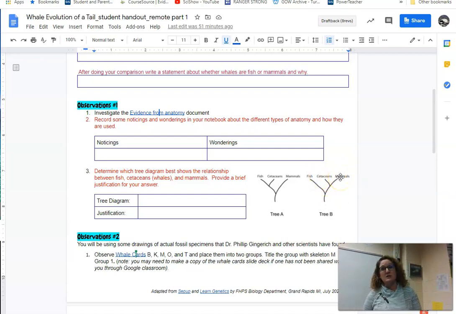So thinking about your seeds, are fish and cetaceans more alike and closer together, like you did with the seeds that were closer together? You put them on closer, shorter branches. The longer the branches, the farther away they are. So you have to decide tree A or tree B, and then say why you're choosing this.